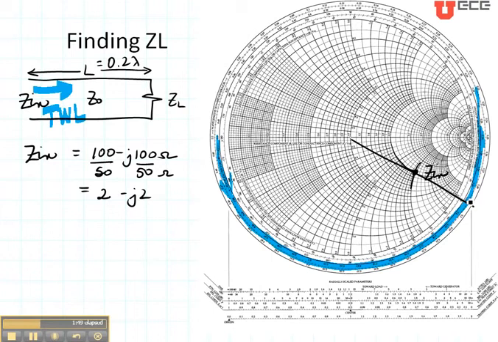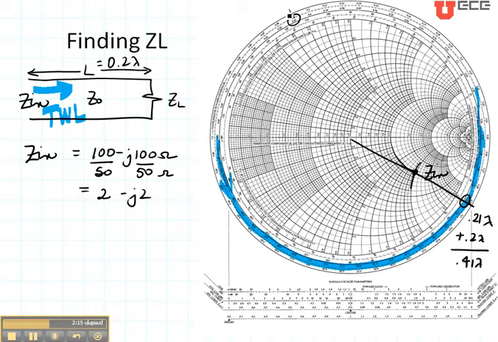Let's read off our value right here. Looks like that's about 0.21 wavelengths, and I am going to move towards the load a distance of 0.2 wavelengths. So I'm going to go out here to 0.3, 0.37, 0.39, 0.41. So the distance that I'm going to go is 0.21 plus 0.2 wavelengths. I'm going to go to 0.41 wavelengths, which is right here.